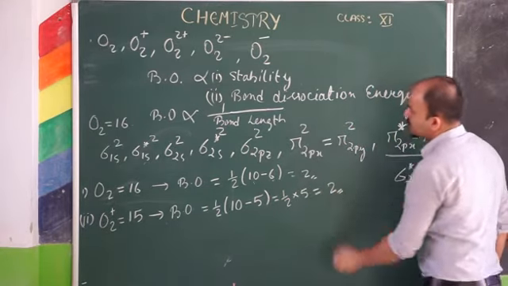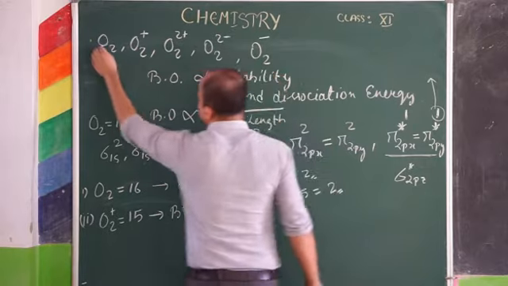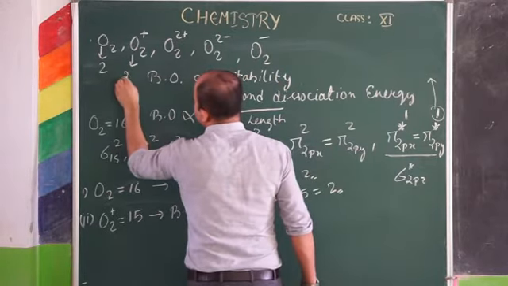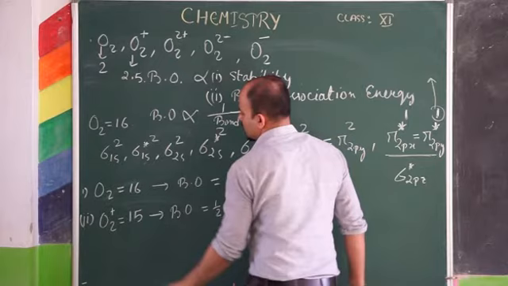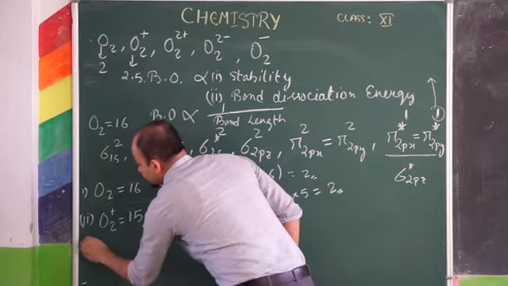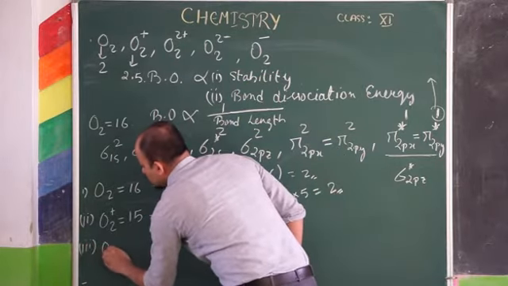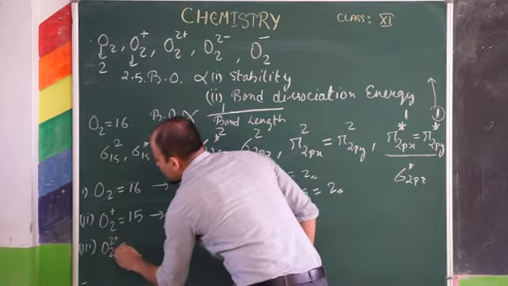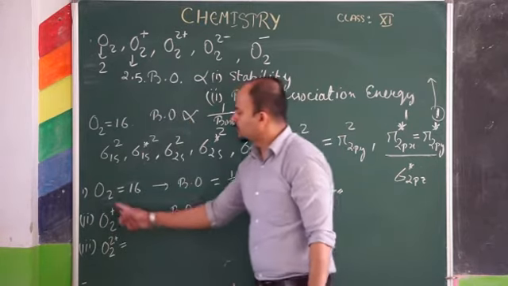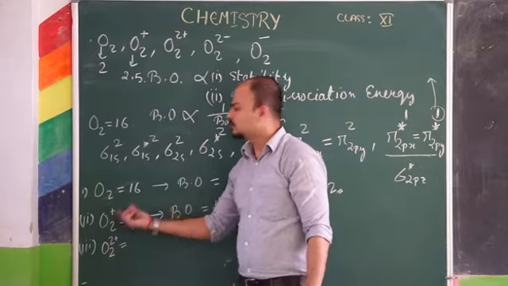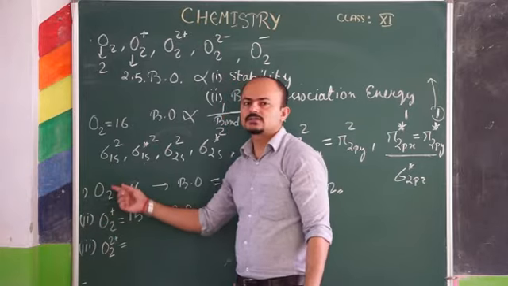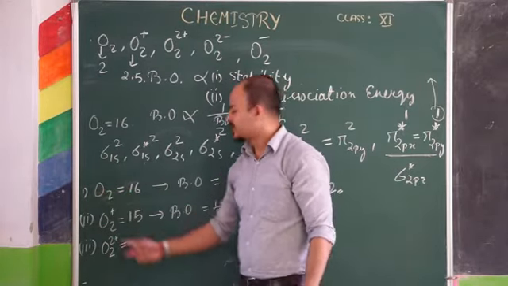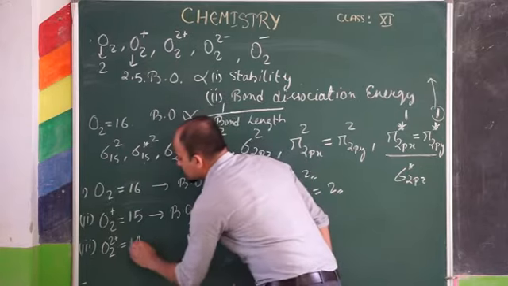So the bond order is 2 for oxygen. For O2 plus it is 2.5. Now similarly for O2 2 plus, how many electrons will be there? O2 has 16 electrons. O2 plus, 1 electron was lost, therefore 15. O2 2 plus means 2 electrons are lost. That means it has 14 electrons.